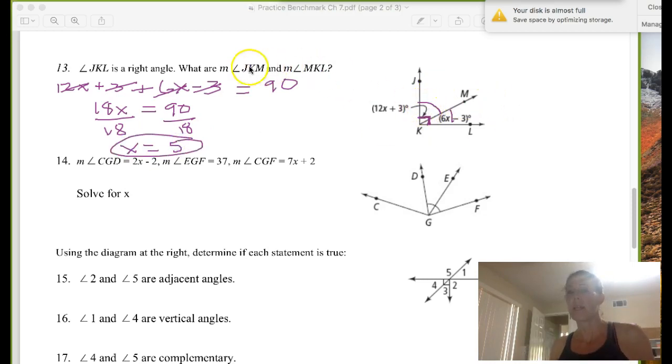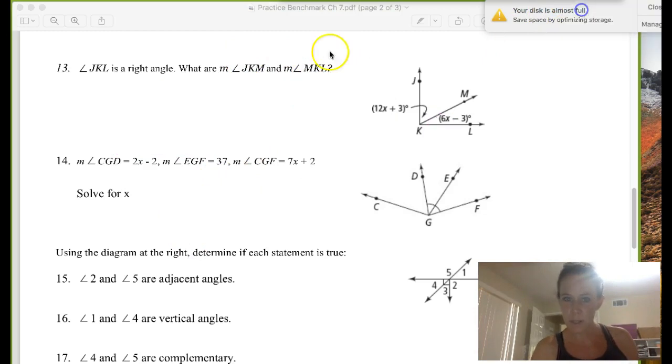Now I found x. I haven't answered the question yet, I should say. I'm going to put in x for here, and that's going to tell me the measure of JKM. So if I want to do 12 times 5, I'm going to get 60 plus 3. I'm going to get 63. So JKM is 63 degrees. Now I just plug it in here. 6 times 5 is 30 minus 3, 27. And there you've solved both, 63, 27. All right, let's go on to the next one.